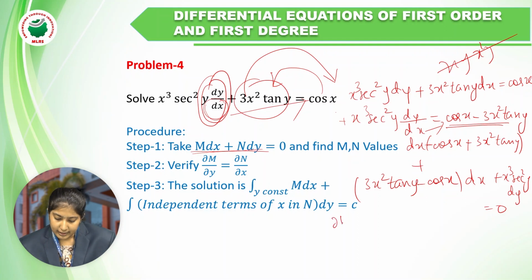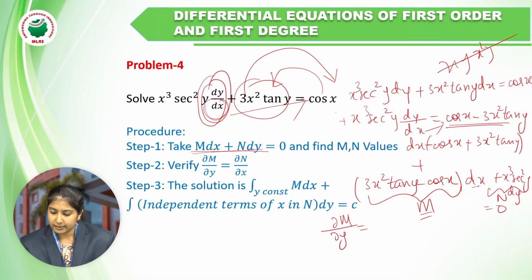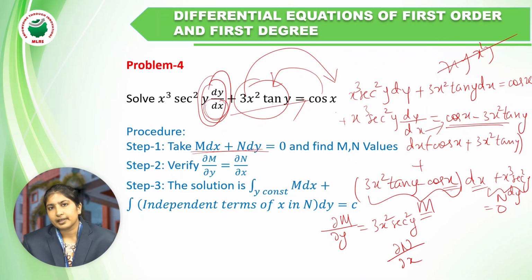Okay. Let's check with the exactness condition. So this is my M value, and this is my N. This equation is of the form M dx plus N dy. So what is the differentiation of M with respect to y? Since it is y, you can happily take x constant. So throw 3x square out. So tan y differentiation is what? Secant square y. Cos x differentiation is anyway 0, because here my differentiation is with respect to y.